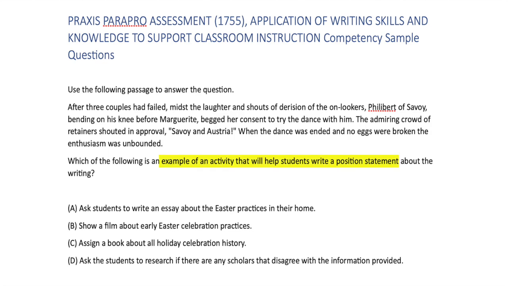Let's keep in mind here that a position statement asks students to take a clear stance on an aspect of the writing, whether it's theme, accuracy, or perspective. Then support the stance with evidence. So we're looking for an activity that supports this position. With that in mind, we can rule out option A, ask students to write an essay about the Easter practices in their home, because this would be a personal narrative assignment, not a position about the text itself.